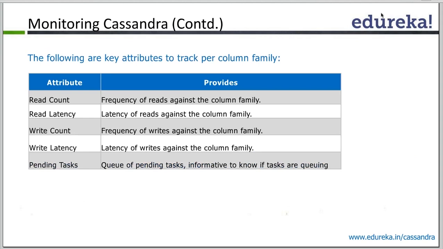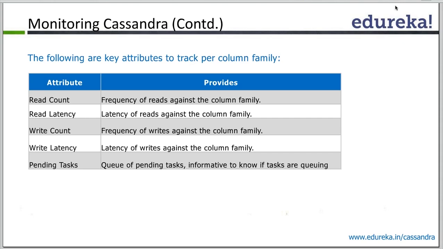So when it comes to monitoring, what are the key attributes that you need to track per column family? There's read count, read latency, write count, write latency, and pending tasks. When you see that the queue of pending tasks is increasing, it automatically means that the node is not able to pick up and process your tasks, which means your node is going to get slower and slower. Your read and write latency will tell you exactly how much time it's taking to process a read request or a write request. So these are the set of attributes that you really want to monitor on a per column family basis.